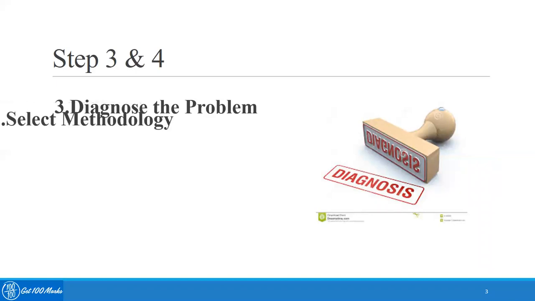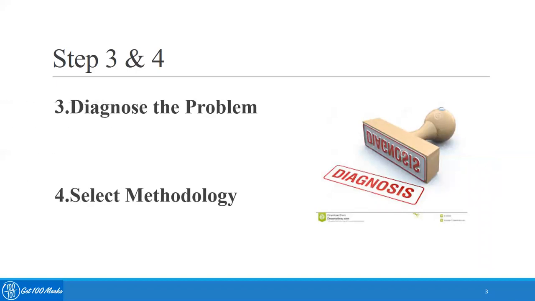Step number 4, select methodology. Because of natural resistance to change, it is very important to chart out a methodology for change which could be accepted by all. Members' emotions must be taken into consideration when devising such a methodology.